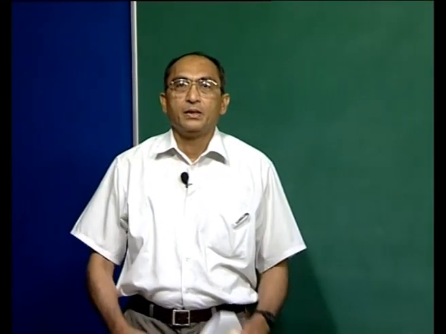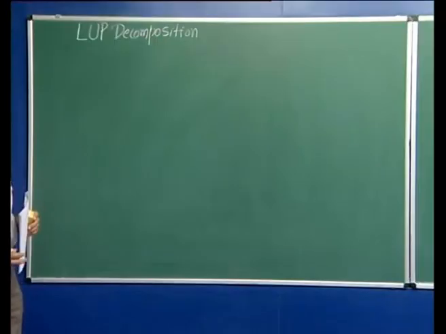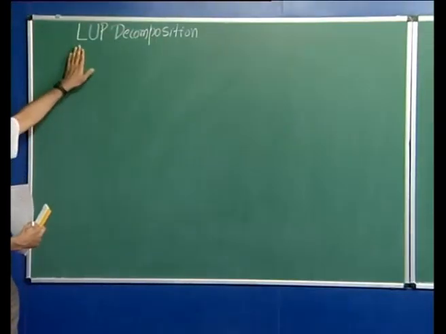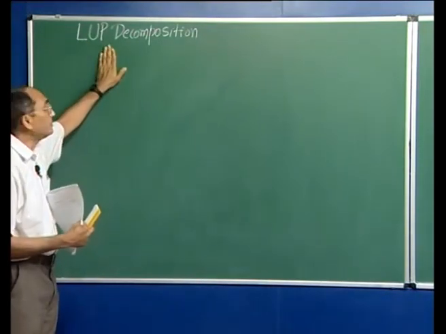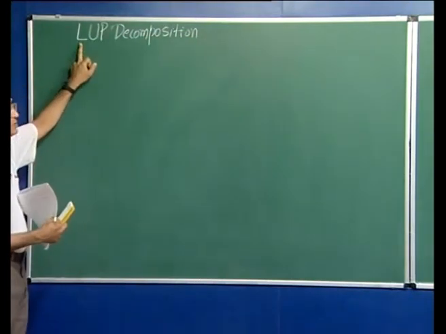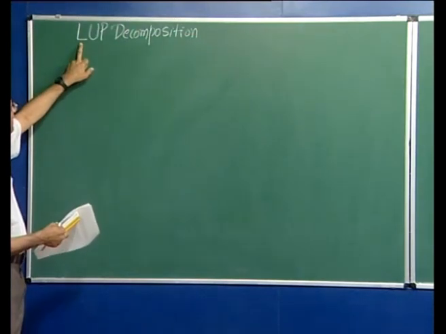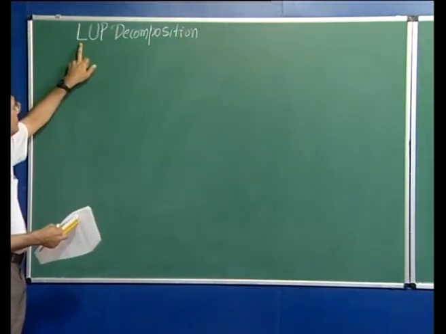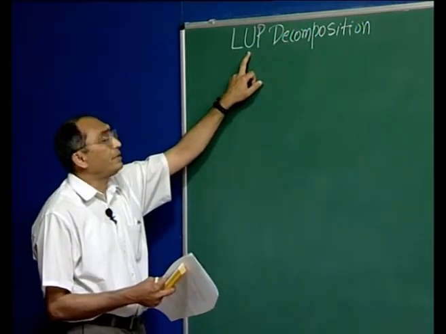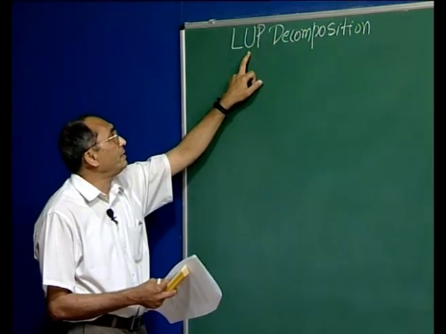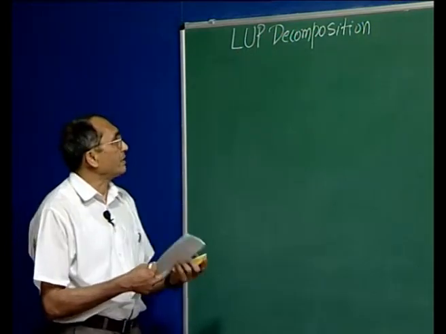Hello. Today we will discuss LUP decomposition of matrices. This decomposition will break a matrix into a product of three matrices. L will be a square matrix which is lower triangular, which means all the entries above the diagonal will be 0. U will be a matrix which will have all the entries below the diagonal to be 0, and P will be a permutation matrix.